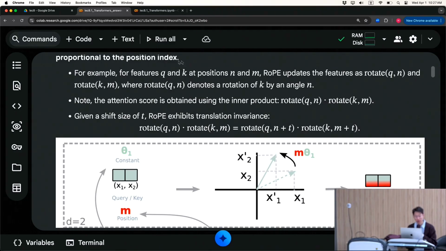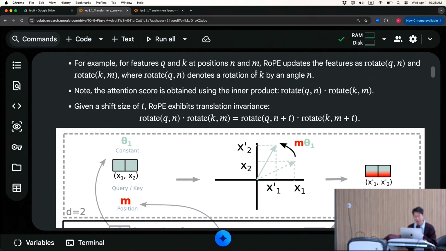So, for example, take the query and key features at positions N and M. We're going to apply the rotation to each feature. Take the query feature, and let's say this token appeared at location N. We're going to apply a rotation proportional to N, and take the key vector, whose underlying token appeared at location M. We're going to rotate it by an amount proportional to M.